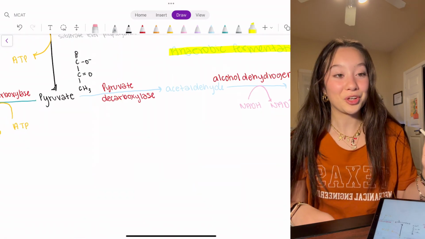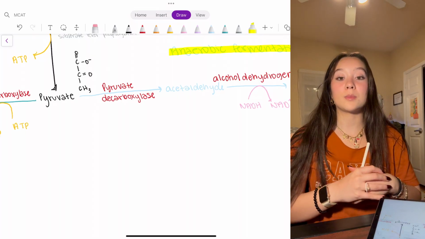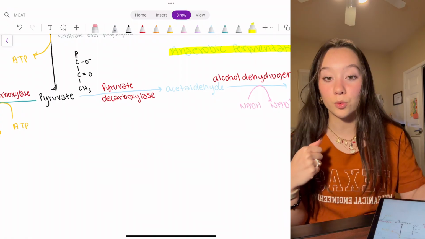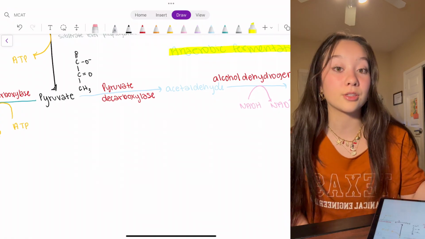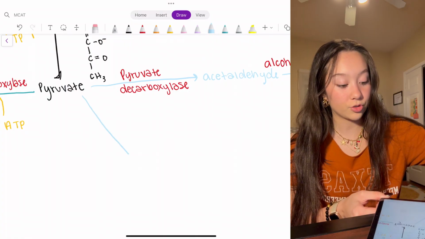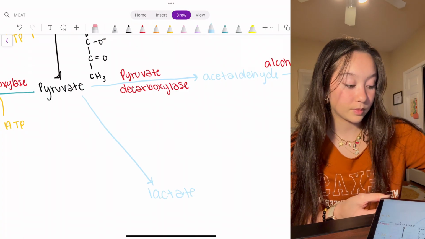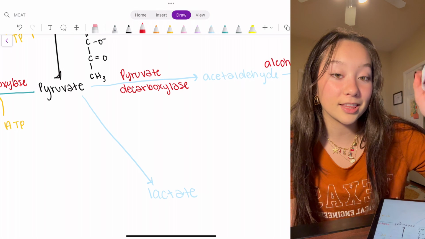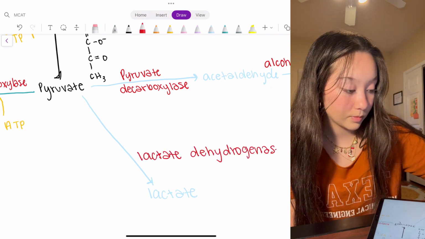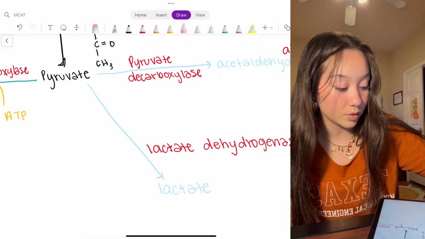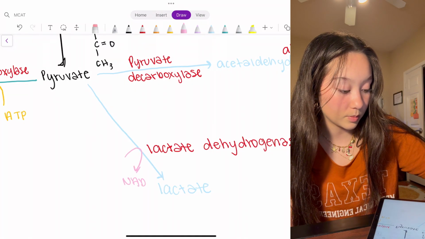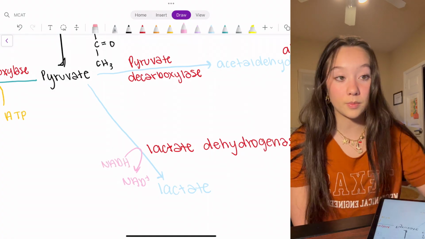Lastly, we are going to go over what humans do, and it basically just takes pyruvate to lactate and back. And again, the goal is to reproduce that NAD+ so that we can keep glycolysis going. We're going to go pyruvate straight down to lactate. There's no intermediate in this step. This reaction is catalyzed by lactate dehydrogenase. And in this one, we are also going to produce an NAD+. So that's really the main goal.